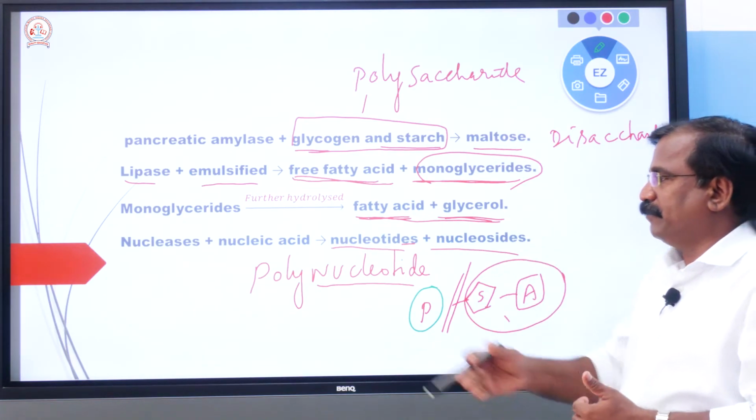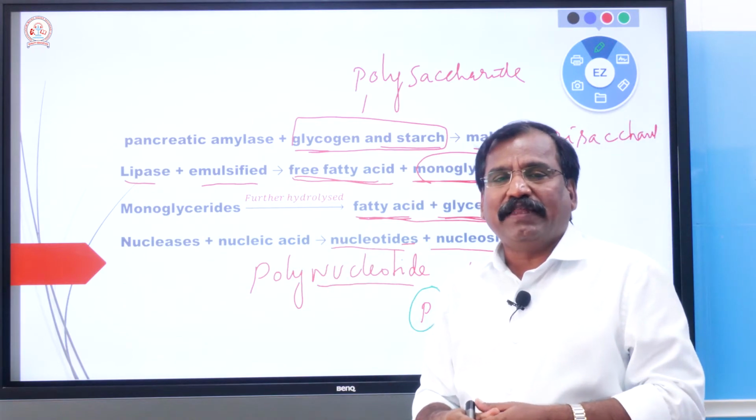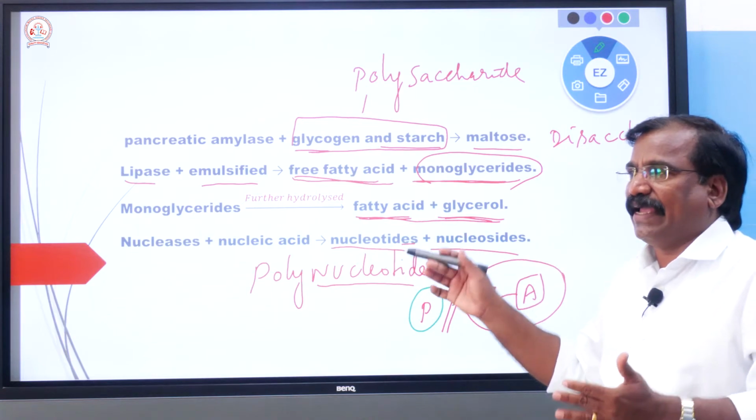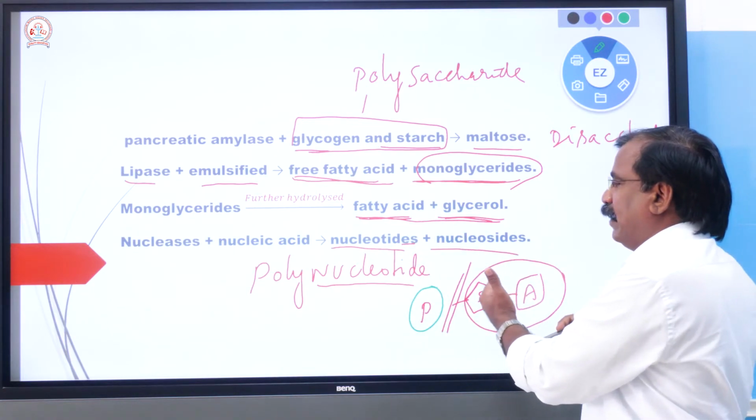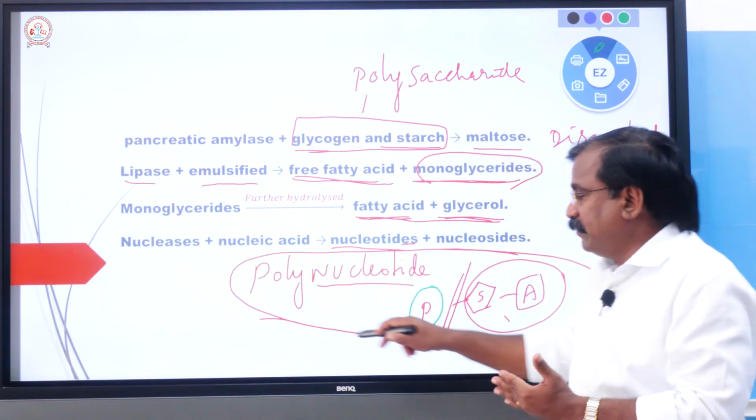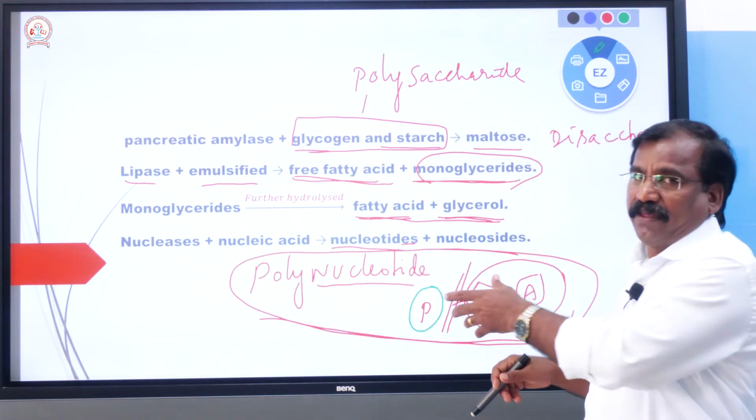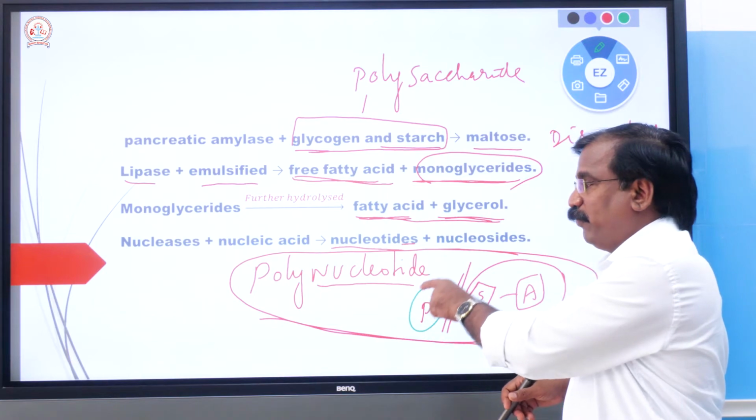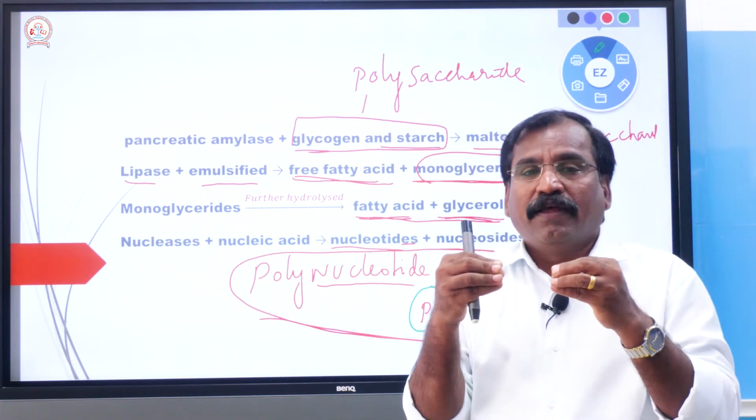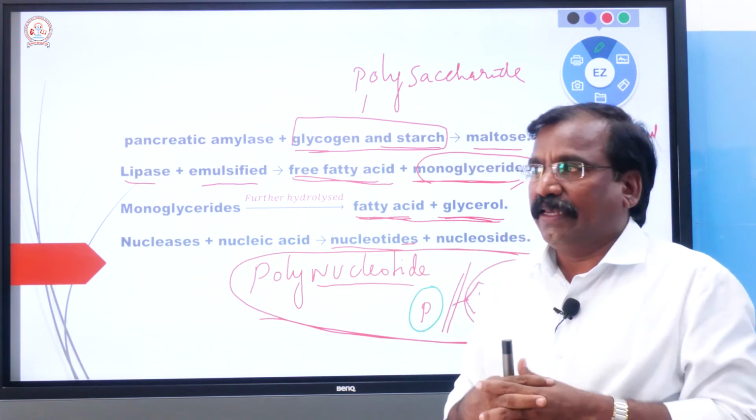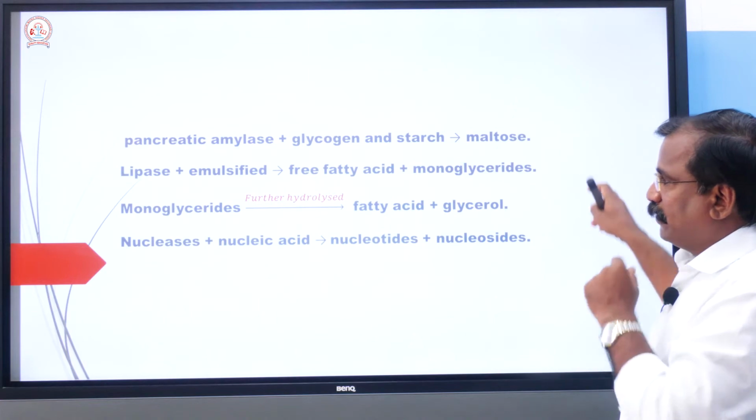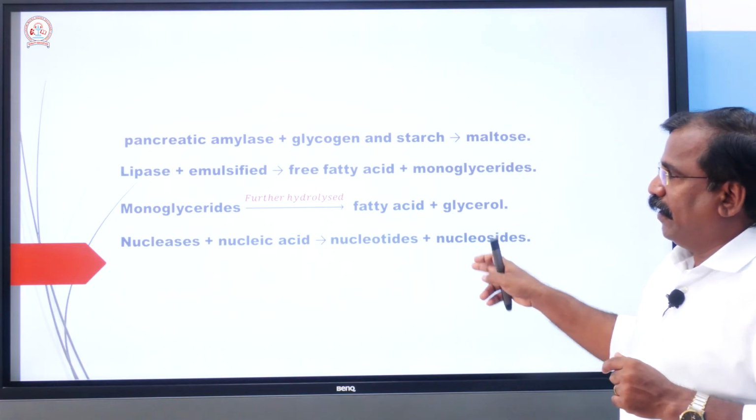Nucleases simply act upon the nucleic acid and convert the nucleic acid into nucleotides and nucleosides. For your understanding I am telling this; this is additional. I am introducing this for your understanding: what is a nucleotide, what is a nucleoside, the units of the DNAs.